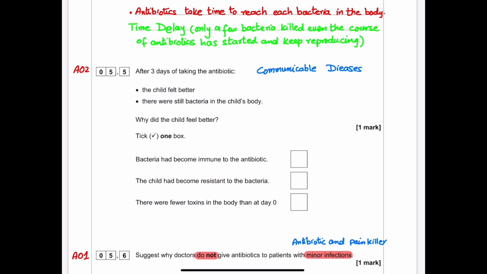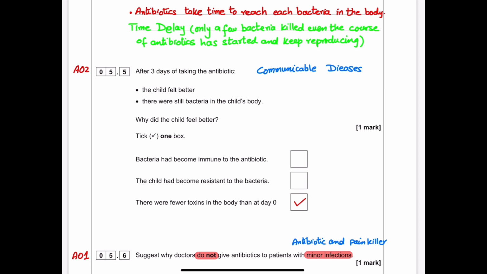The child is feeling better. The reason is a lot of the bacteria has been killed by the antibiotics. There are fewer bacteria in the body, therefore, fewer toxins are produced in the body as compared to day 0. The answer is there were fewer toxins in the body than at day 0.